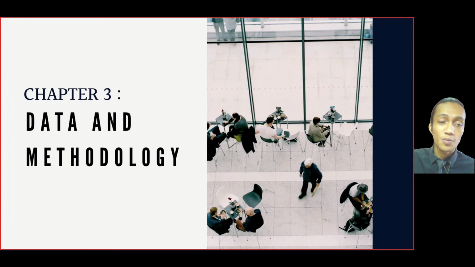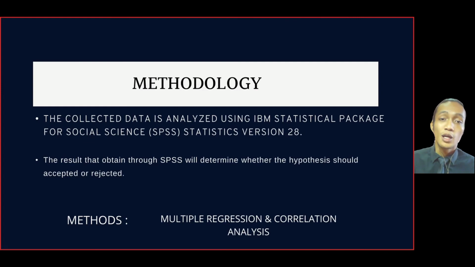So we move to chapter 3, which is data and methodology. Okay, so for the methodology in this study, the collected data is analyzed using IBM Statistical Package for Social Science, SPSS Statistics version 28. And the result obtained through SPSS will determine whether the hypothesis should be accepted or rejected. In the study, I will use two methods, which are multiple regression and correlation analysis.